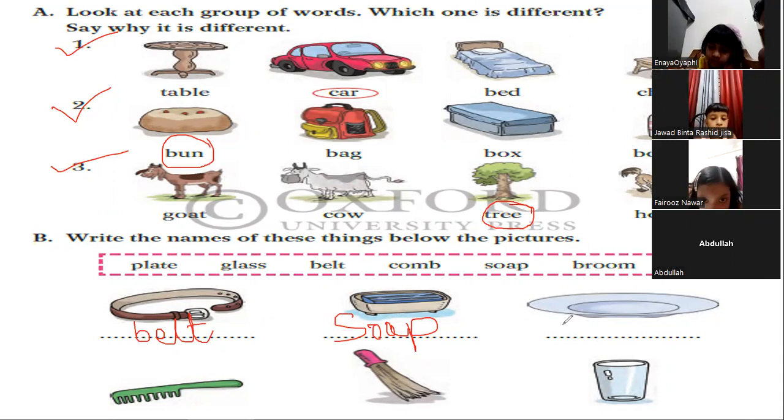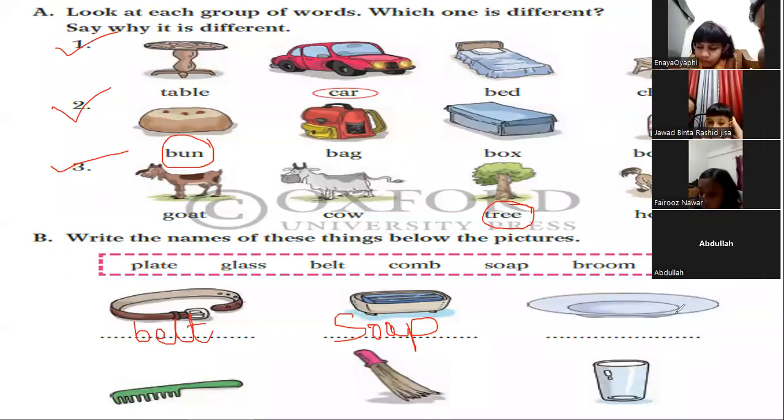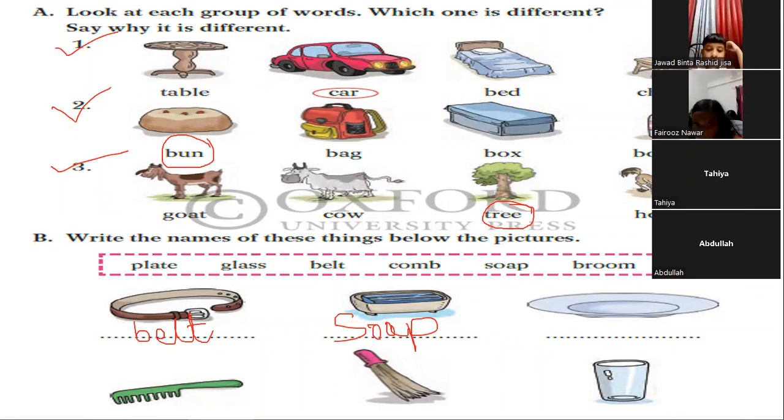Zawada. Say it, Zawada. Camera ta ghuriye nao. Rashid, Zawada, camera ta ghuriye nao. Rotate kore nao. Rotate your camera. Plate. Yes, plate.